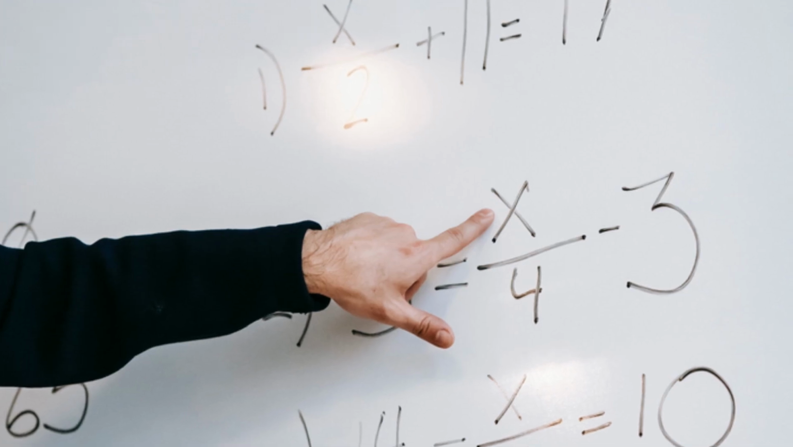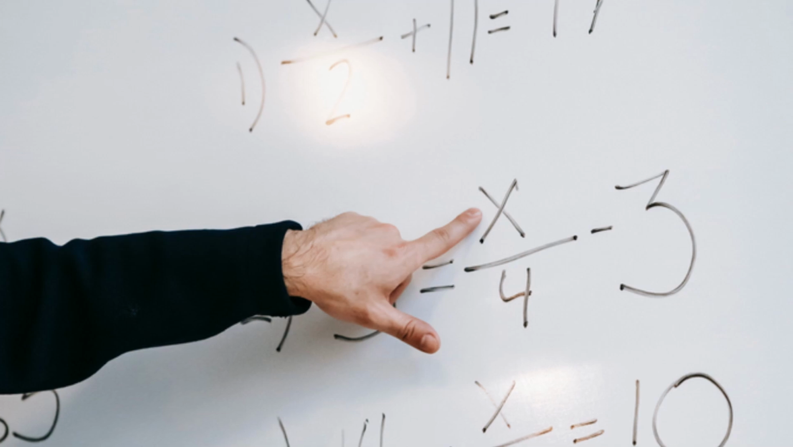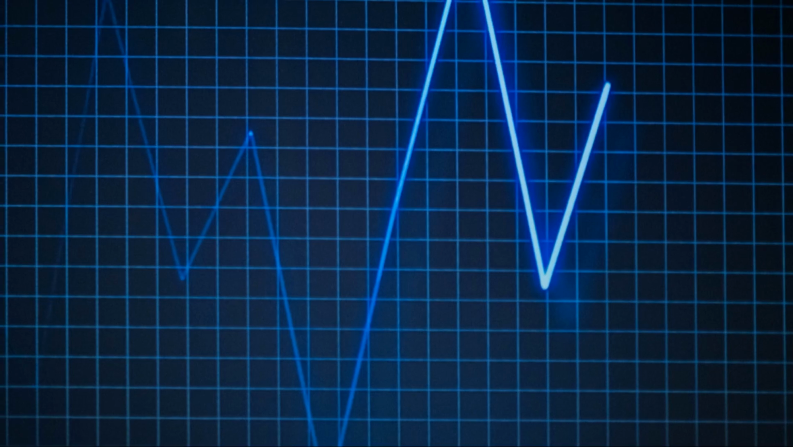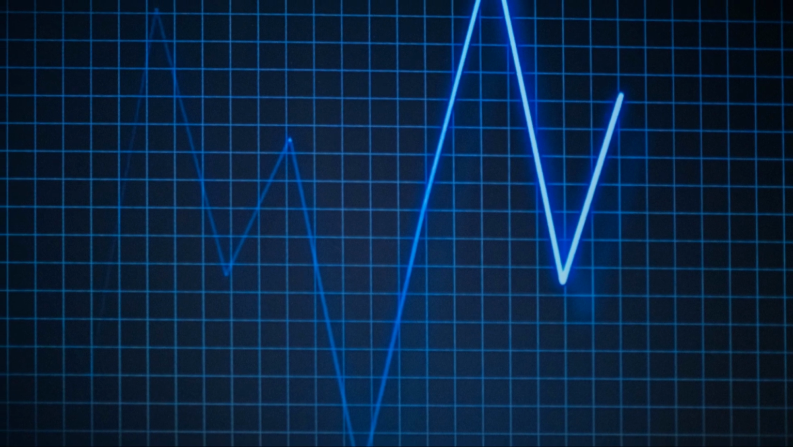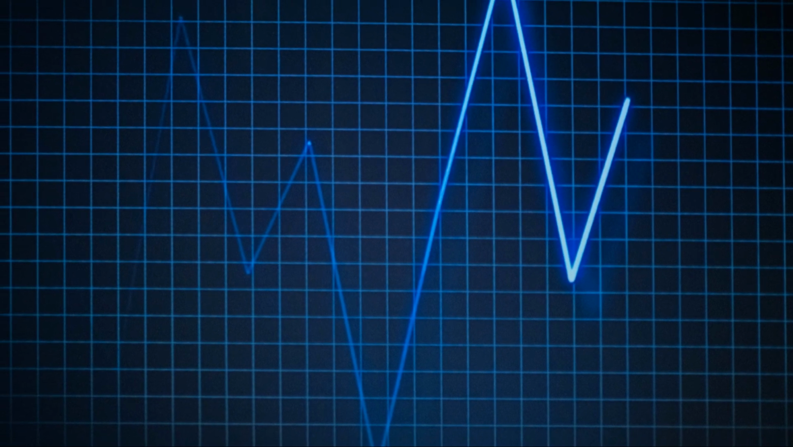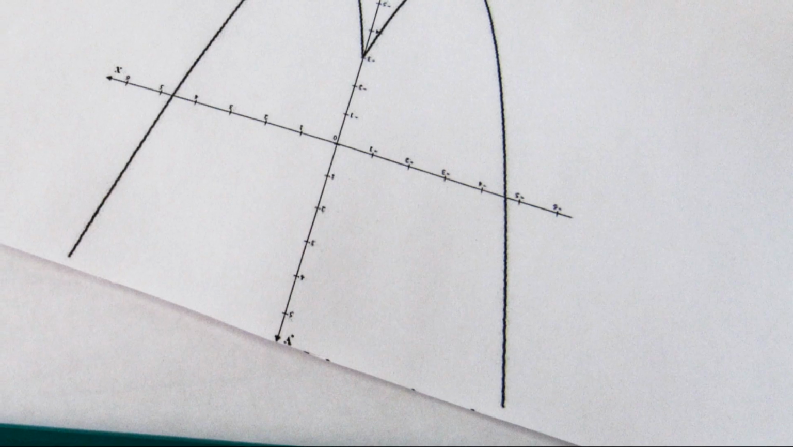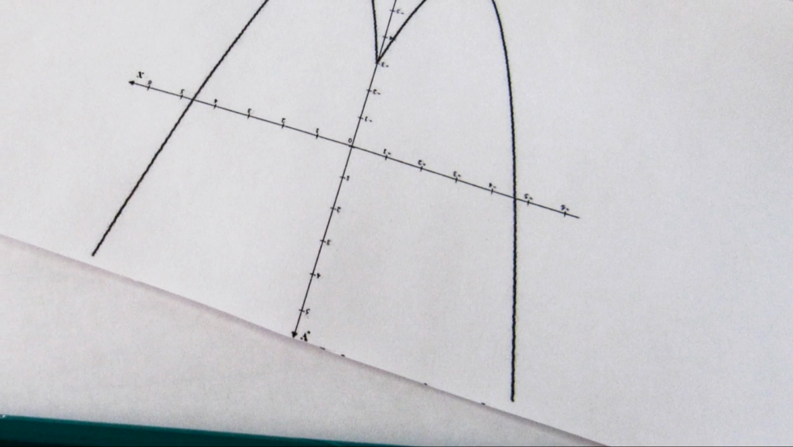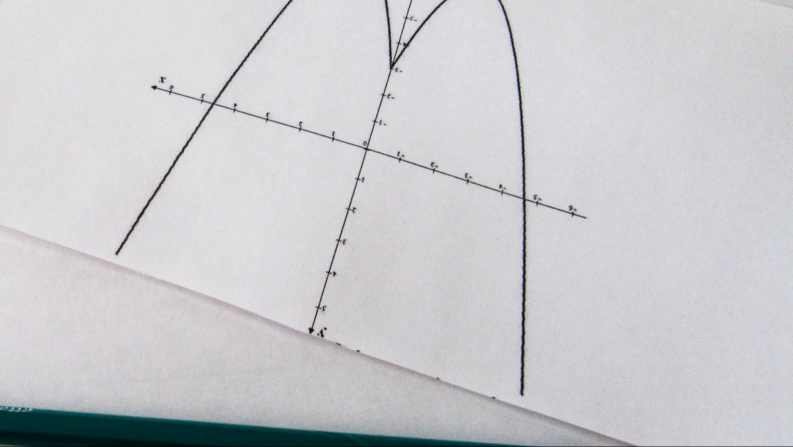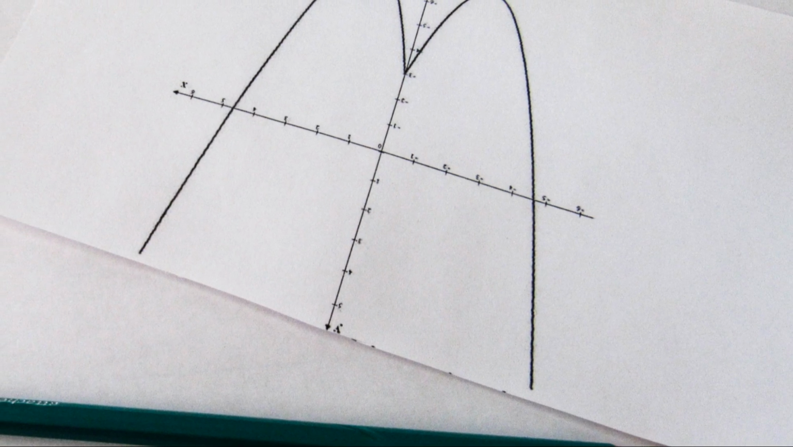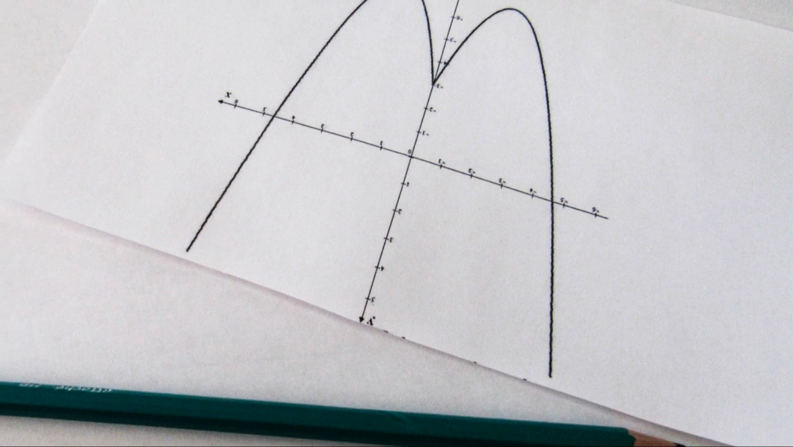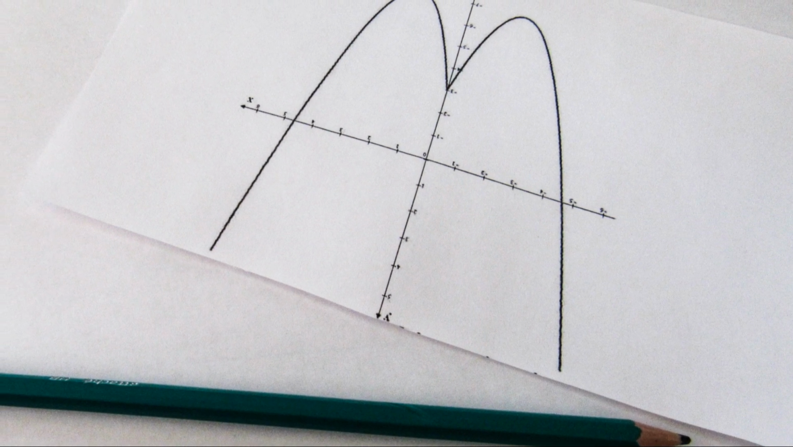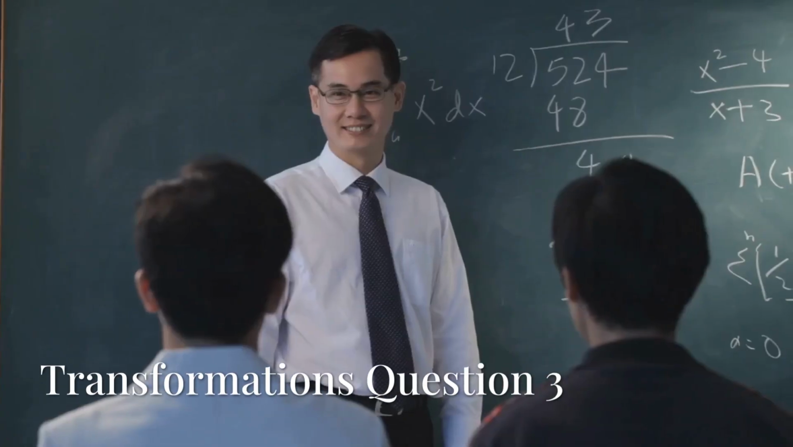The negative sign in front of the 3 indicates a reflection across the x-axis. This means that all the y values of the function are inverted, resulting in the graph being flipped upside down compared to the parent function. In summary, the transformations applied to the parent function absolute value of x to obtain h of x equals negative 3 times the absolute value of x are a vertical stretch by a factor of 3 and a reflection across the x-axis.